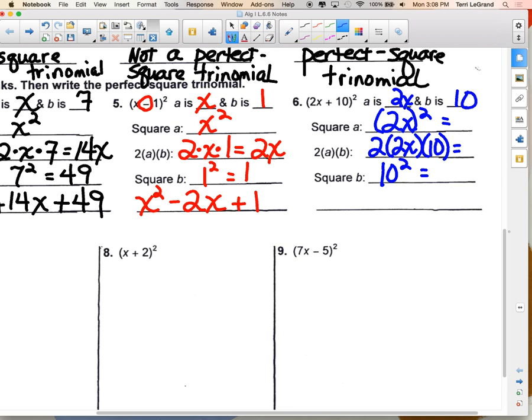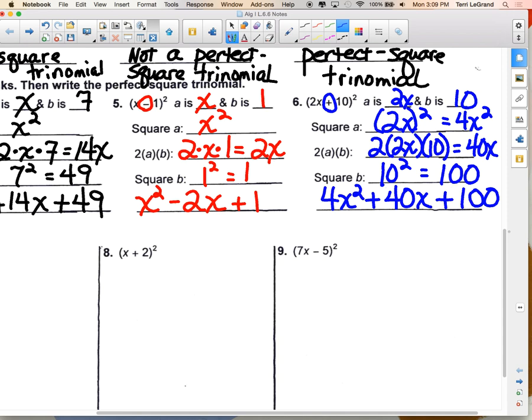So the first term of our trinomial is what, class? 4x squared. The second term of our trinomial is 40x. The third term of our trinomial is 100. We have addition in our binomial. So what does that tell us? We're going to be adding that middle term. So it's plus 40x. We never have to decide about the last term. That's always add, right?